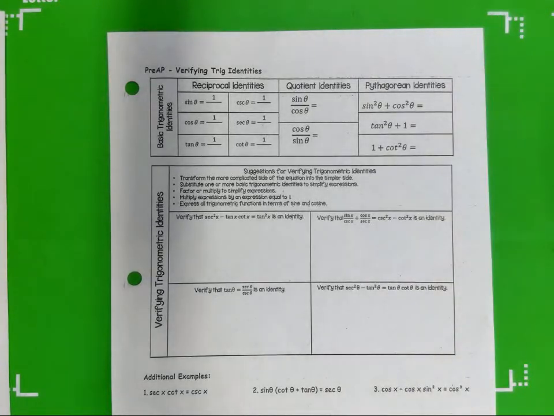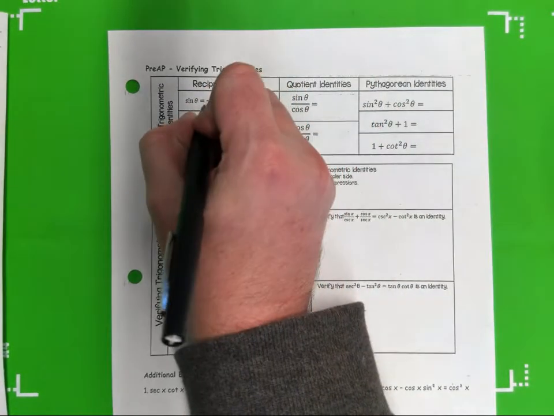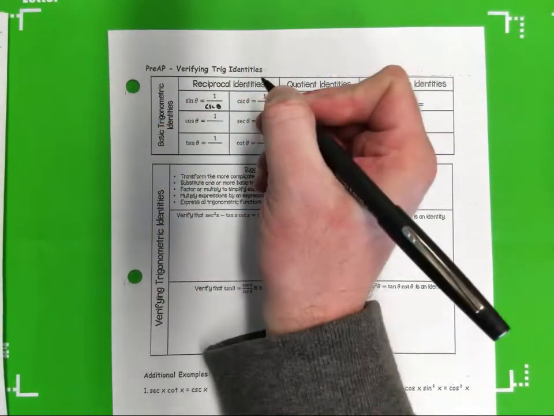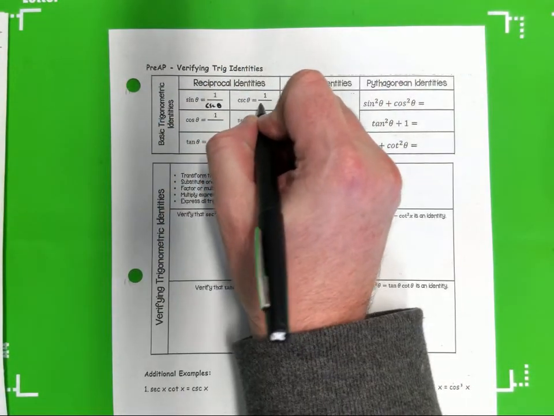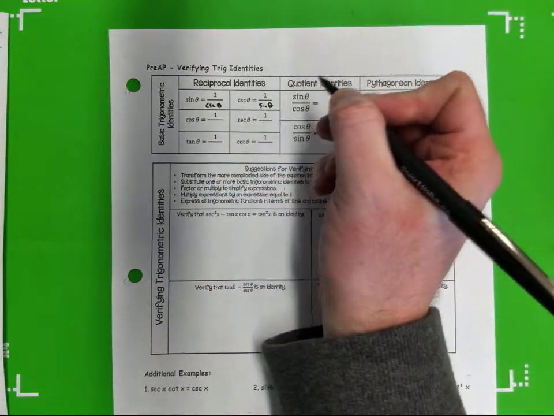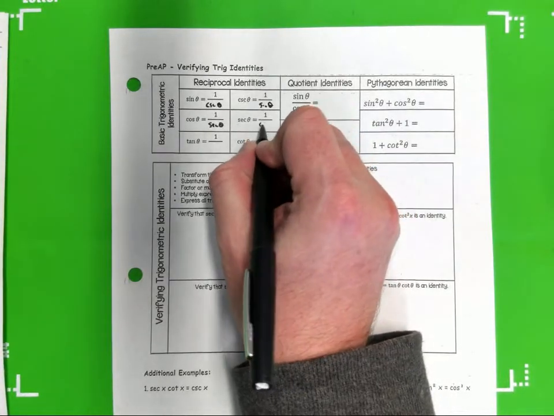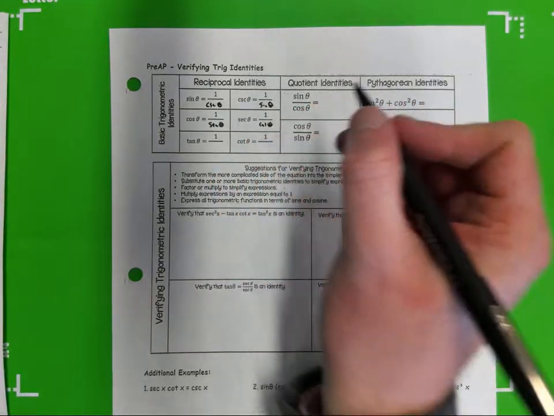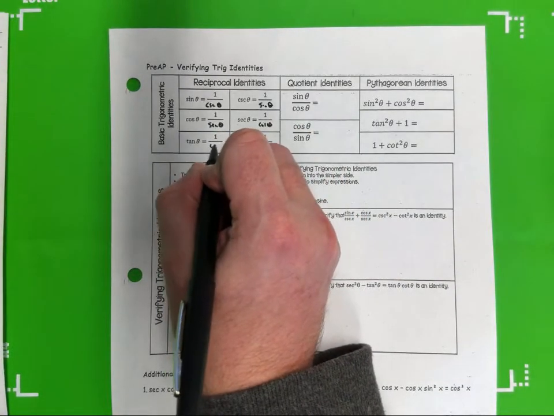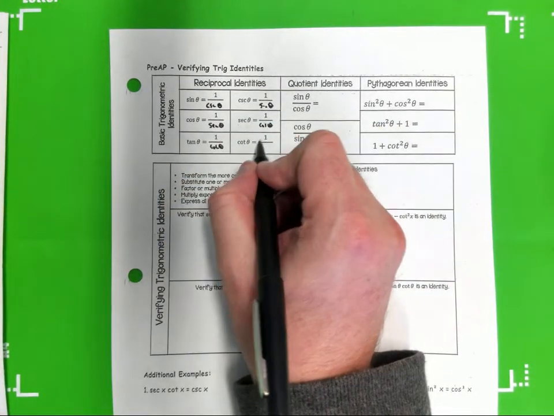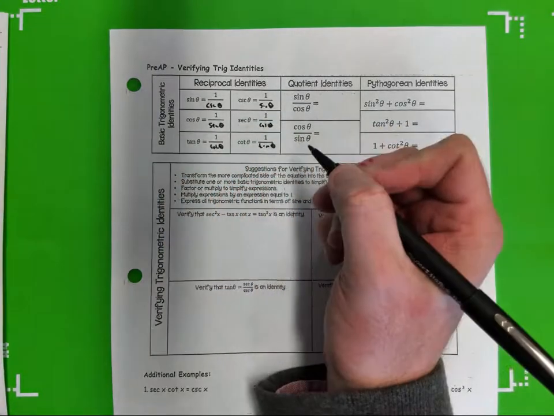Let's review this quickly. Reciprocal identities. Sine of theta equals 1 over cosecant theta. Cosecant theta equals 1 over sine theta. Cosine is 1 over secant theta. Secant is 1 over cosine theta. Tangent theta is 1 over cotangent theta. Cotangent is 1 over tangent theta.